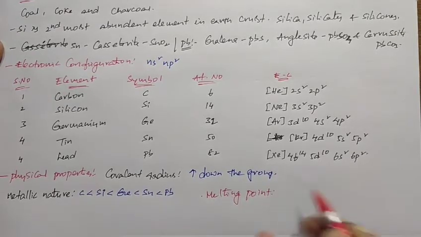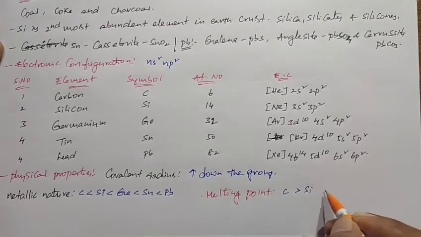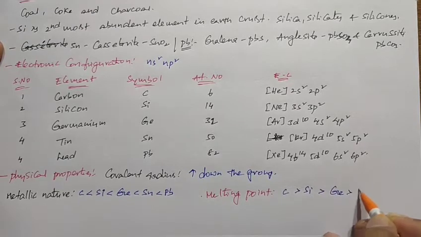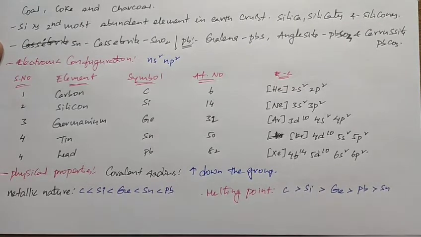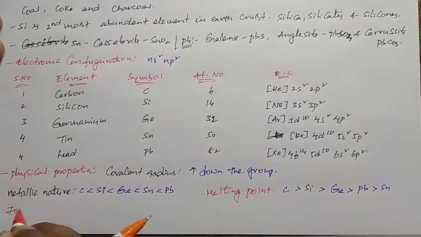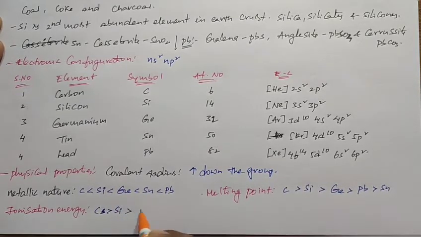Next is melting point. In the order of melting point of group 14 elements, carbon is highest due to the strong carbon-carbon bond, then silicon, germanium, lead, and tin at last. Next one is ionization energy. The ionization energy of group 14 elements decreases down the group. Carbon is highest, then silicon, germanium, lead, and tin. This is the decreasing order of ionization energy.